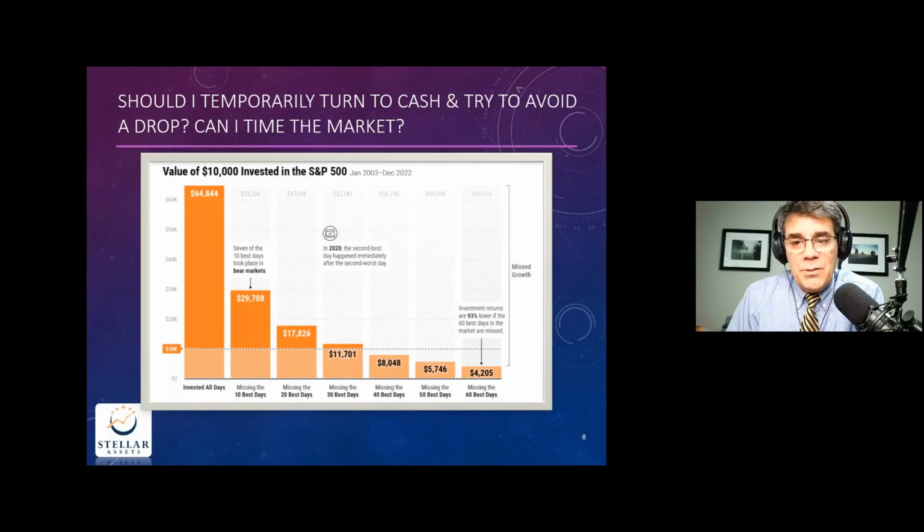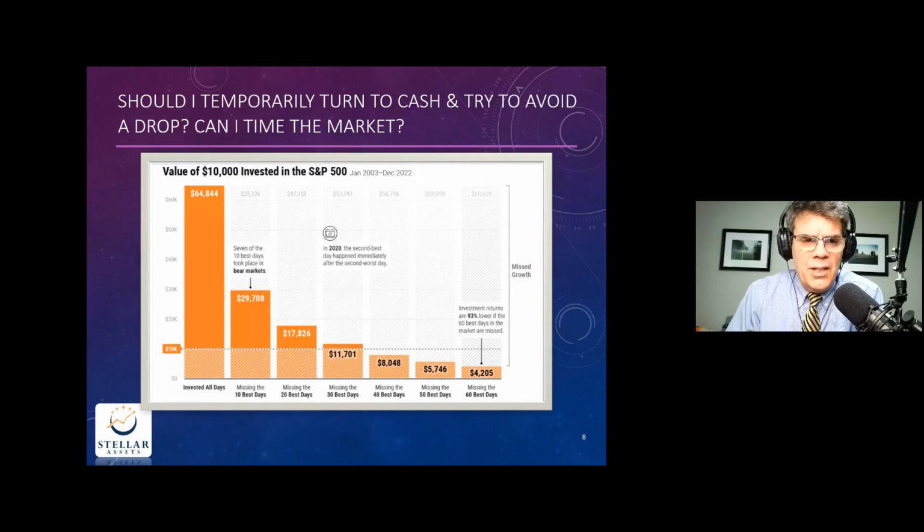Picking bottoms to get back in, for example, is just as difficult as picking tops. And to time the market effectively, you need to be able to do both right. And truth is, you won't. Emotions will get in the way.